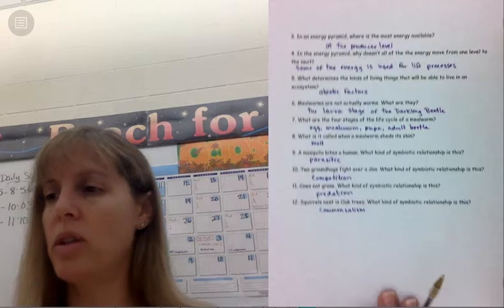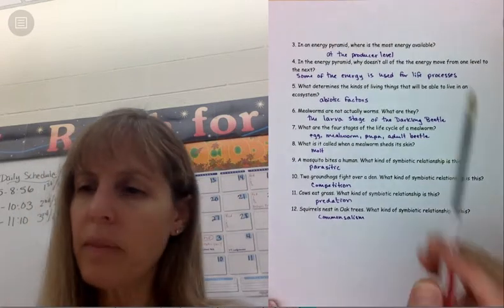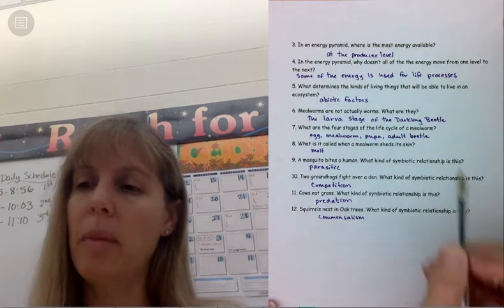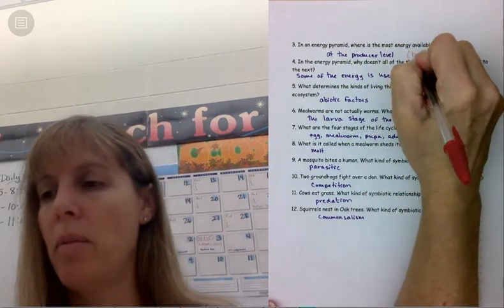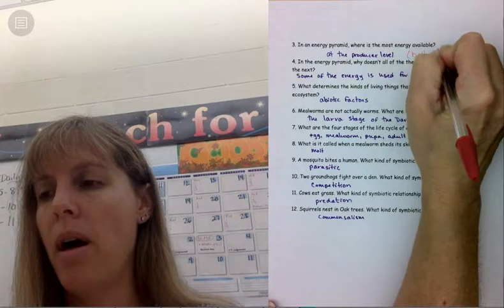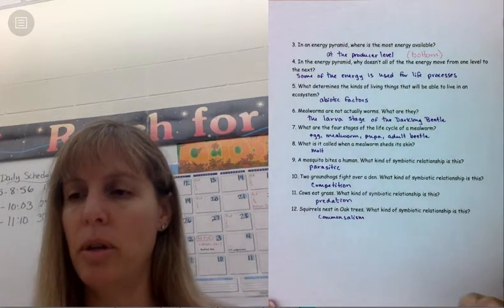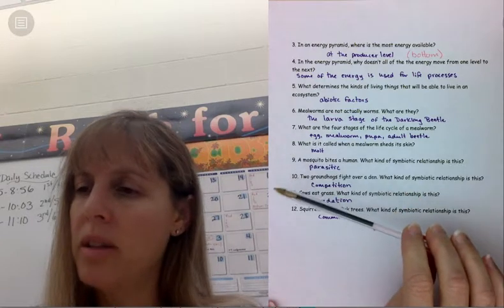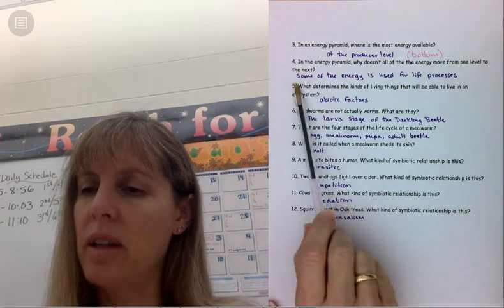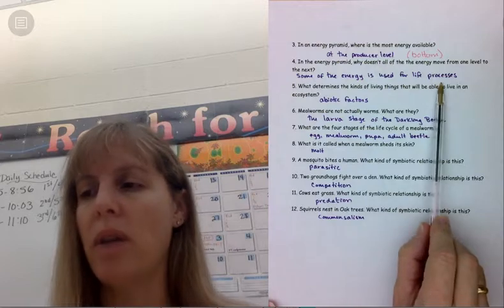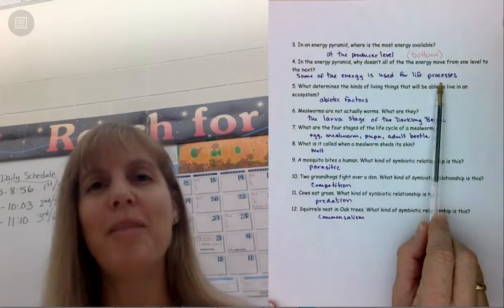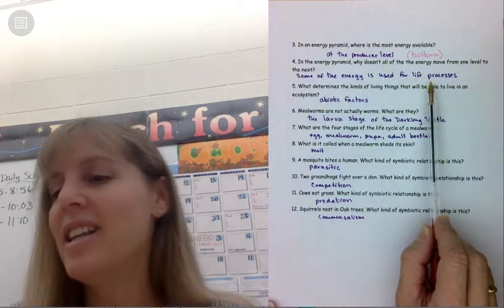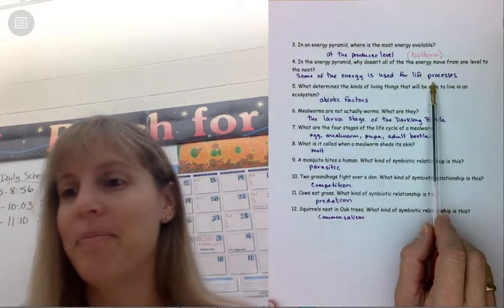Our last page of questions to be prepared for. In an energy pyramid, where is the most energy available? It's at the producer level. Remember, that's at the bottom, okay? So you might say that's at the bottom of the energy pyramid because that's the producer level where the most energy, again, is available. In the energy pyramid, why doesn't all of the energy move from one level to the next? It's because some of the energy is used for life processes. Remember, we talked about this when Mrs. Tomlinson got eaten by Tyrannosaurus Rex, right? All right, and the Tyrannosaurus did not get all the energy.